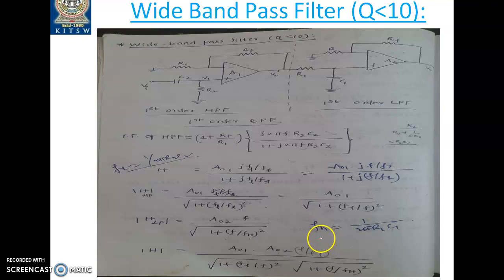Alright. The same thing I have mentioned. This is the overall transfer function of the first order active wide band pass filter. Please remember, A01 is the pass band gain for the high pass, and A02 is the pass band gain for the low pass.